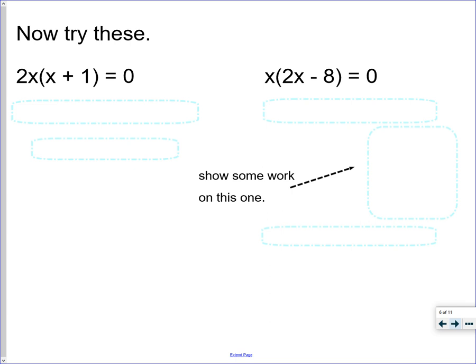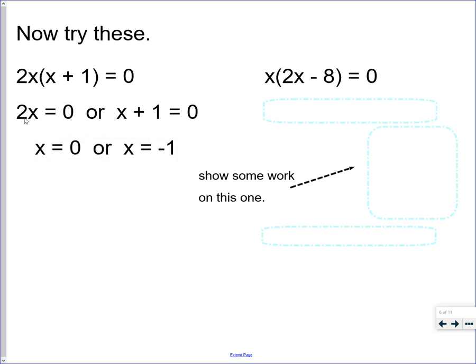The first problem on this slide looks a little different because it's not two binomials, but I'm still multiplying two things. 2x is one of the things that I'm multiplying, one of the factors, and x plus 1 is one of the factors. So I would say either 2x equals 0 or x plus 1 equals 0. Well, 2 times what number gives me 0? That's 0. And what number plus 1 gives me 0? That's negative 1.